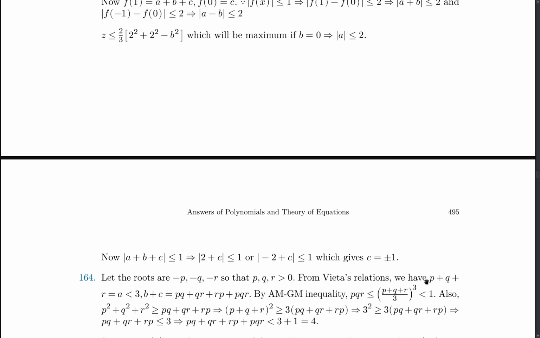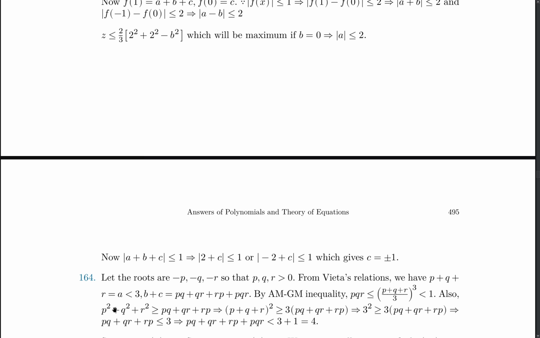So from Vieta's relationship, the sum of roots would be a, which is given as less than 3. And the coefficient b plus c would be pq plus qr plus rp plus pqr. Now from the AM-GM inequality, we know that pqr is less than equal to p plus q plus r whole by 3 whole cube, which will be less than 3 because p plus q plus r is less than 3. So this is less than 1. So we'll use this for pqr being less than 1. There is no other use of this inequality.